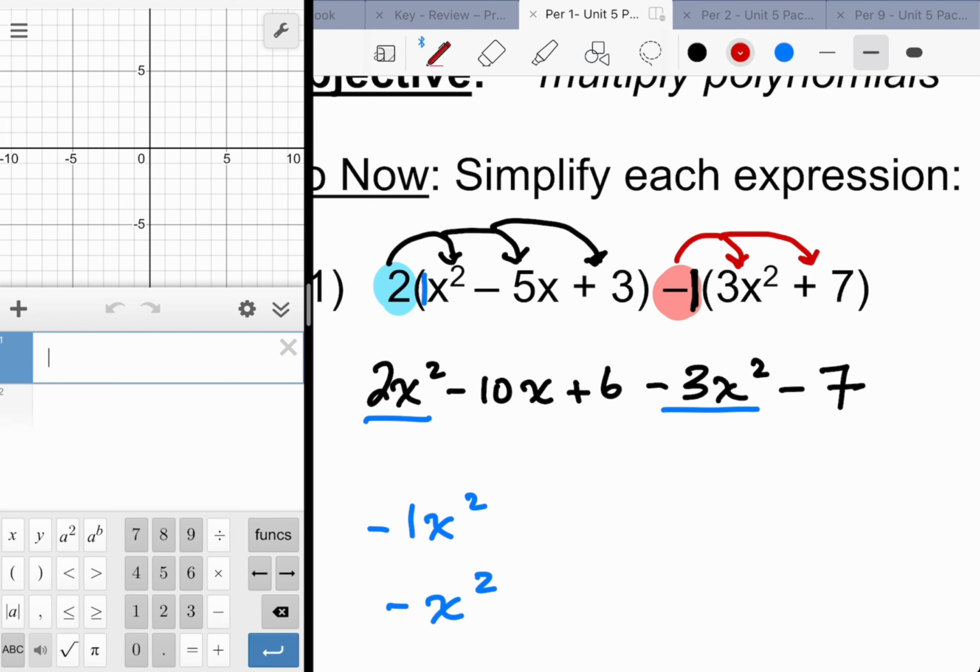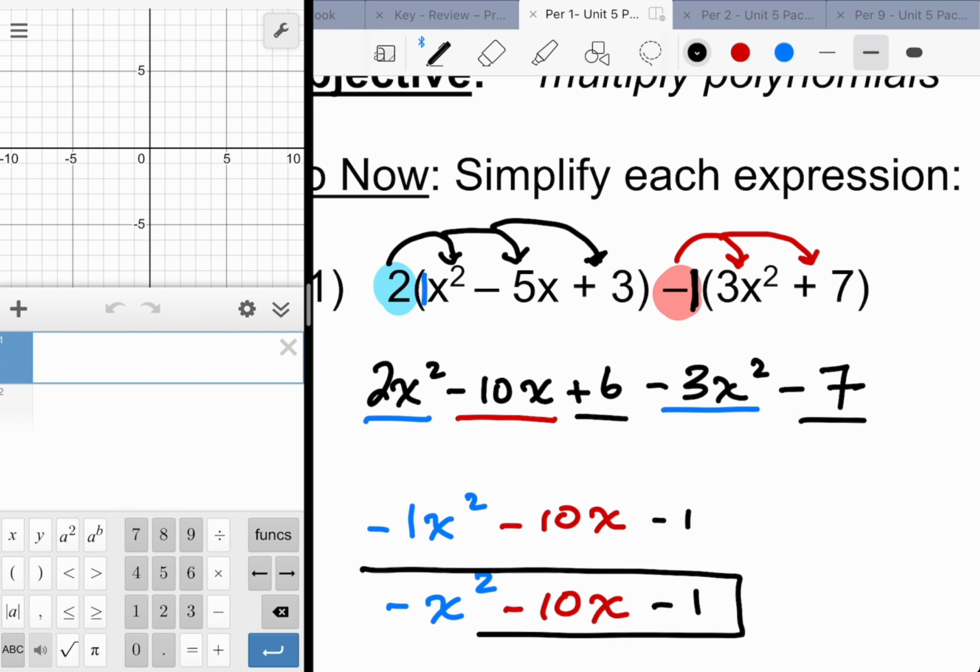All right. The negative 10x doesn't have a counterpart, so that just comes along for the ride. All right. We work in order of powers, so highest power to lowest power. That's, again, called descending order. All right, so we always want to have our answer in descending order. Now, the 6 plus the negative 7, that'll combine to give us a negative 1. And so the final simplified answer here would be negative x squared minus 10x minus 1.